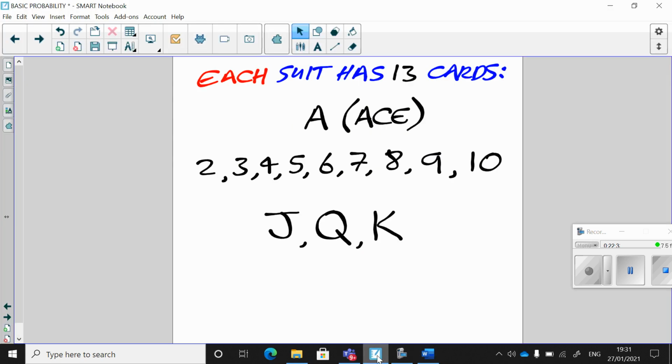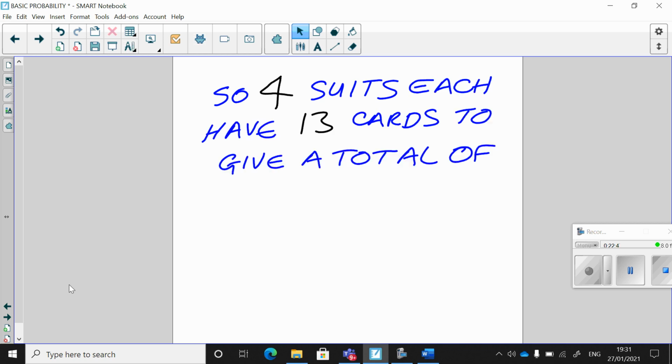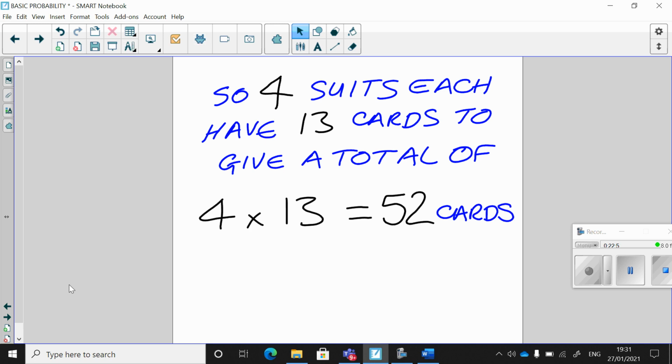Right, we're just going to move on here. So that's definitely 13, you can count them. Jack, Queen, King. So that's 4 suits or 4 families, and within each we have 13 cards, so 4 lots of 13 to give you a total of 52. Okay with that? I think I'm okay with that.